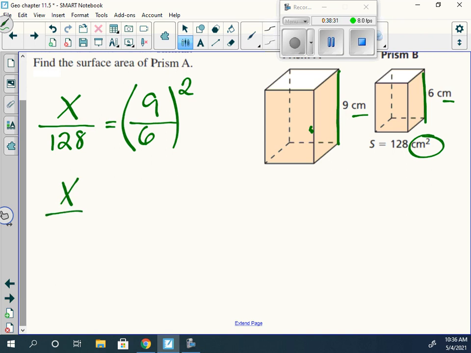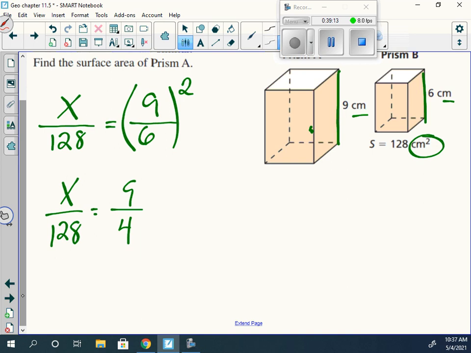Now, we'll have x over 128 is equal to, well, we can do 9 over 6 in the calculator squared. Which I think it reduced it possibly. Or you might have got the answer. Yep. Because this will reduce to 9/4. Because 9/6 does have a common factor of 3. So it would reduce down to 3/2, which would be 9/4.